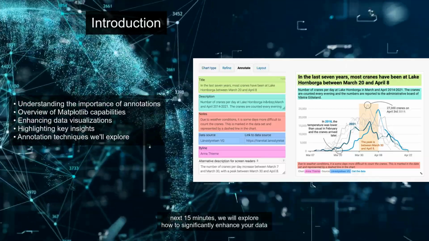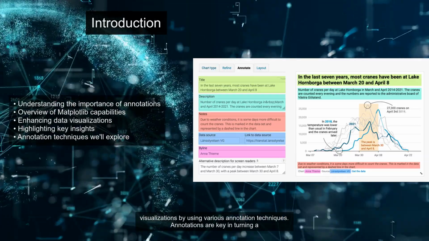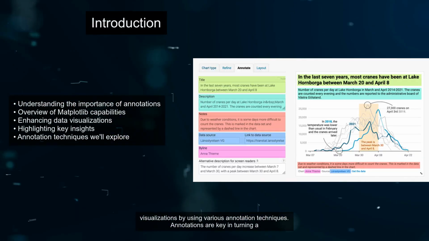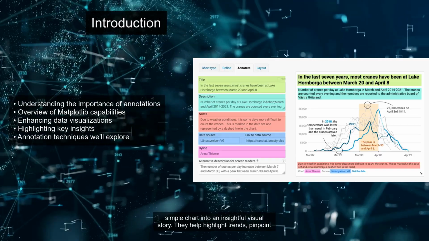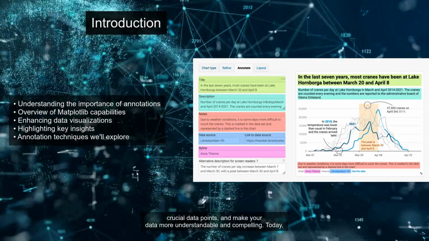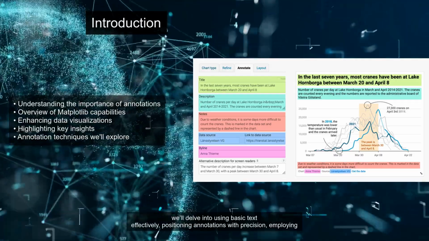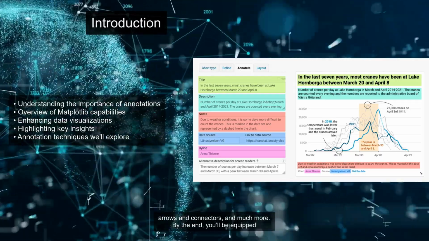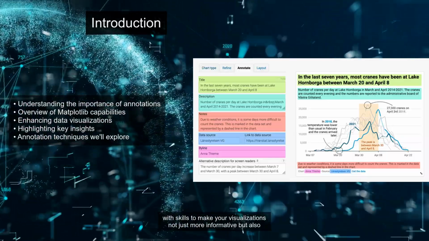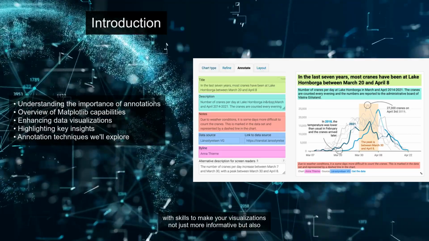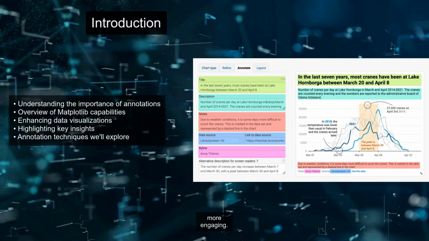In the next 15 minutes, we will explore how to significantly enhance your data visualizations by using various annotation techniques. Annotations are key in turning a simple chart into an insightful visual story. They help highlight trends, pinpoint crucial data points, and make your data more understandable and compelling. Today, we'll delve into using basic text effectively, positioning annotations with precision, employing arrows and connectors, and much more. By the end, you'll be equipped with skills to make your visualizations not just more informative but also more engaging.